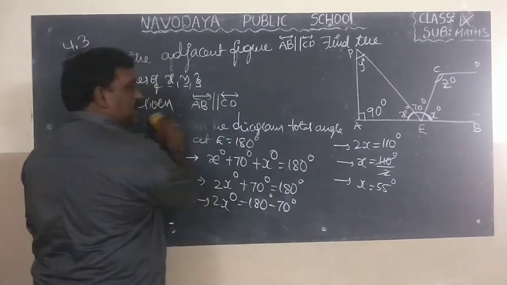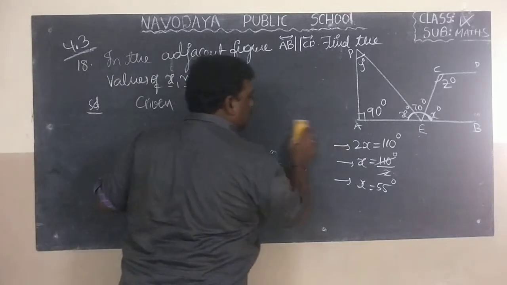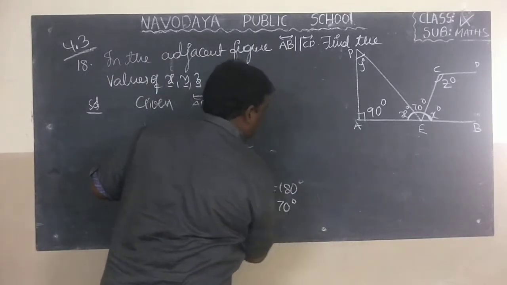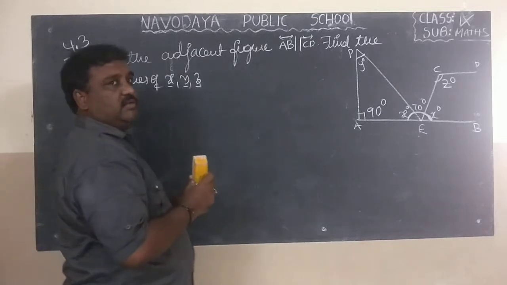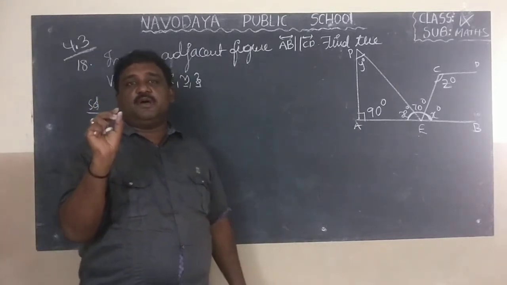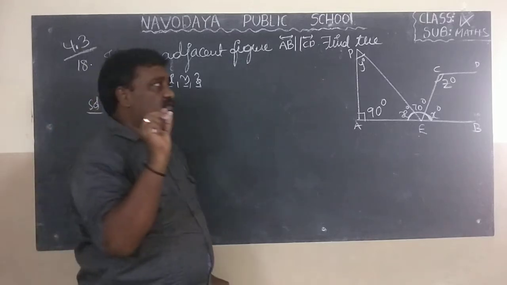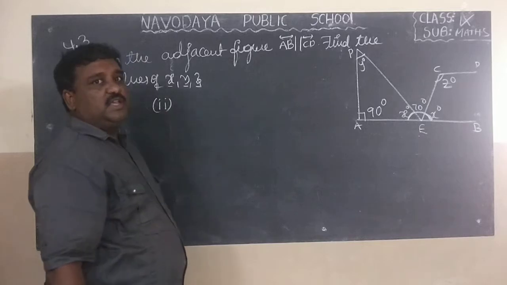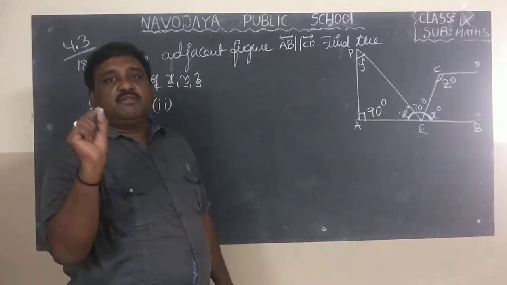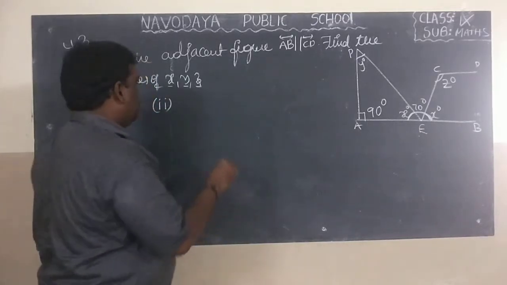Now, second part of the problem. x value 55. In second part of the problem, I want to find out y value. Second part, finding y value. You think like that. Finding y value is second part.